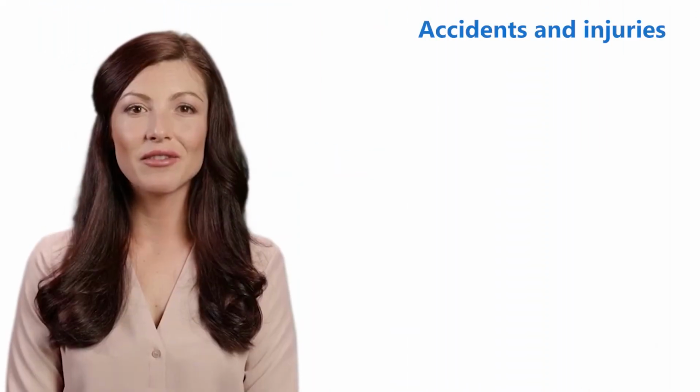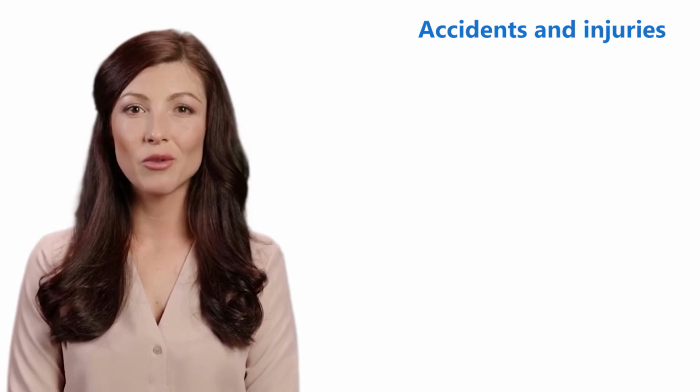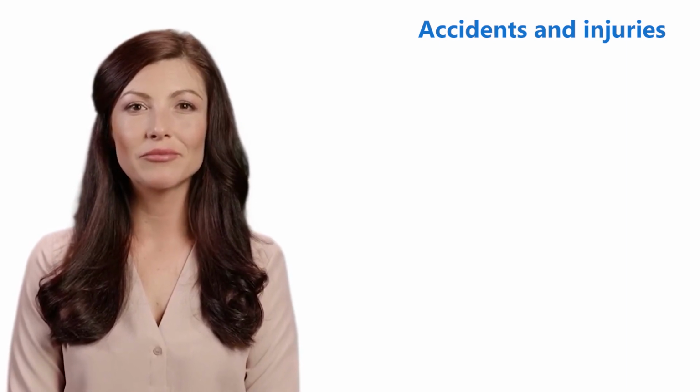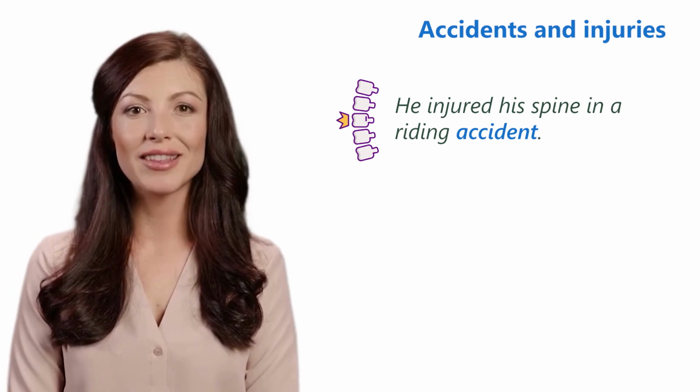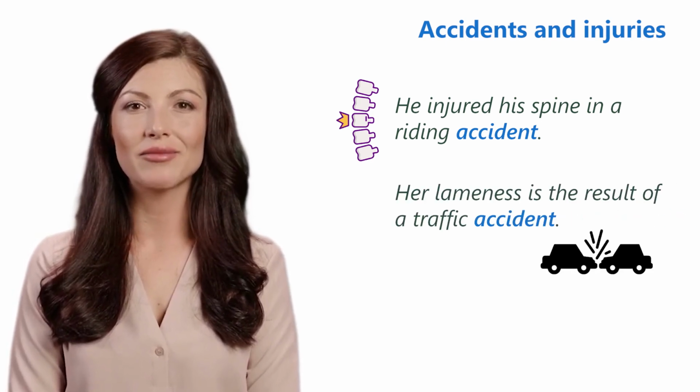An accident is an event not intended by anyone, but which has the result of injuring someone or damaging something. He injured his spine in a riding accident. Her lameness is the result of a traffic accident.